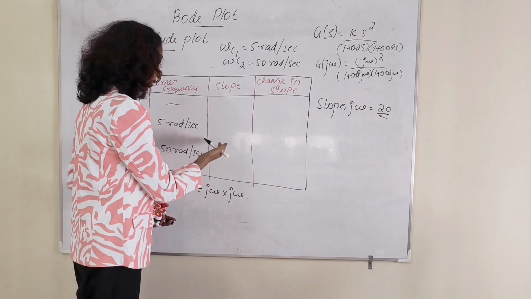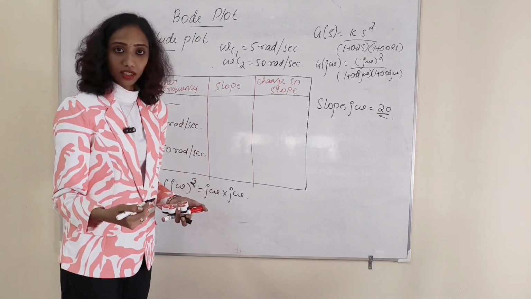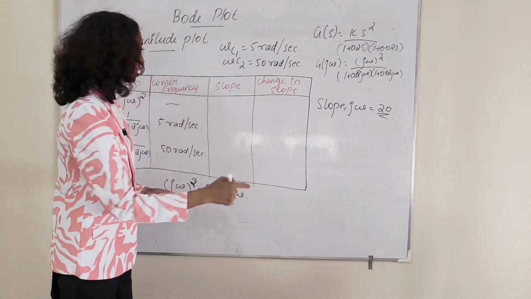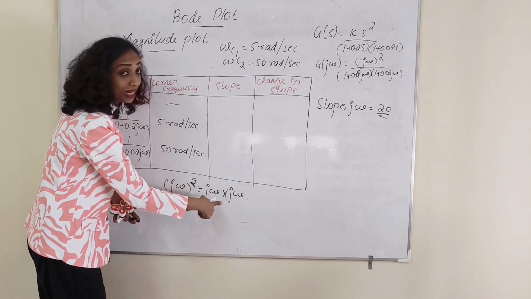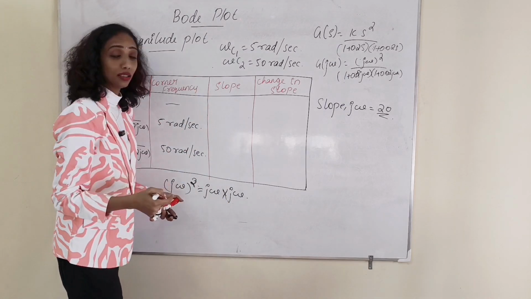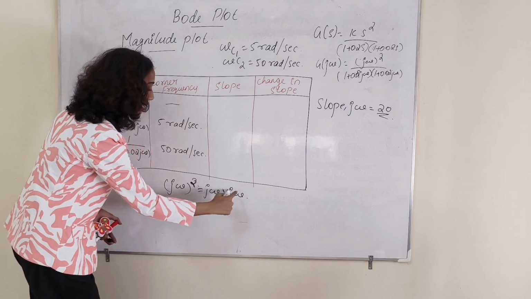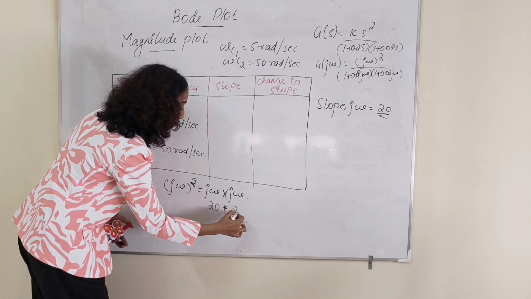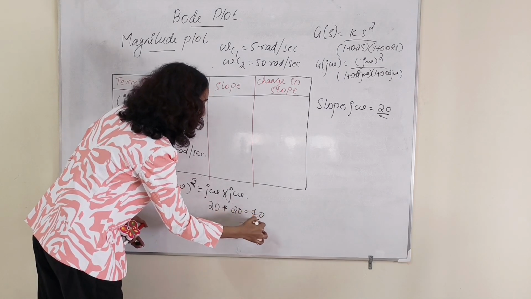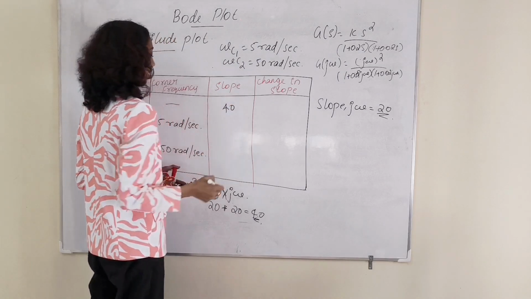But here we don't go for the multiplication, we go for the addition. In the case of a magnitude plot, instead of multiplication you need to go for addition. That is not 20 into 20. You need to do it like 20 plus 20, which means the slope would be 40. Yeah, the slope would be 40.